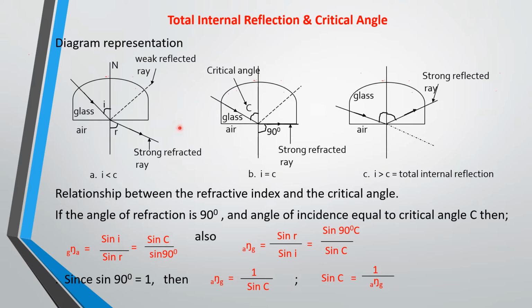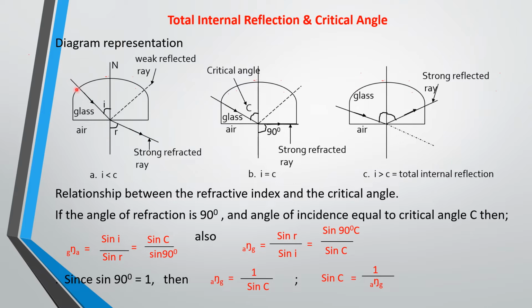Okay, so this is the description of all that I've said. This is the diagram description of it now. This is your semicircular glass block. Then this is the ray that is traveling from the glass to the air. Note that the refracted ray is bent away from the normal.